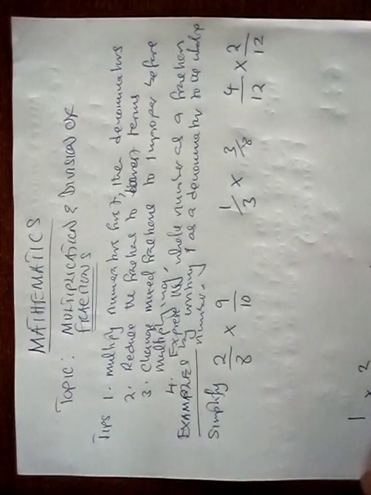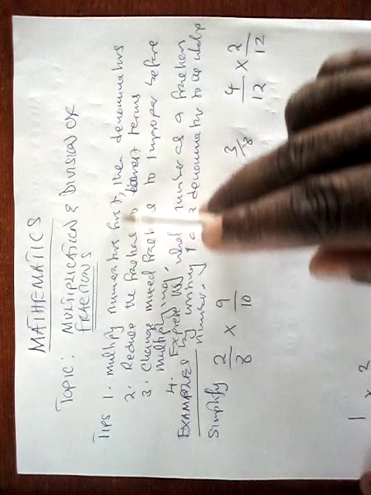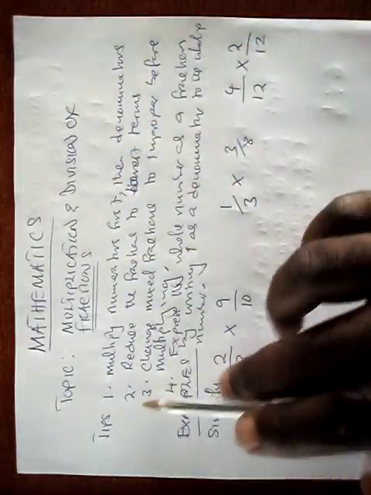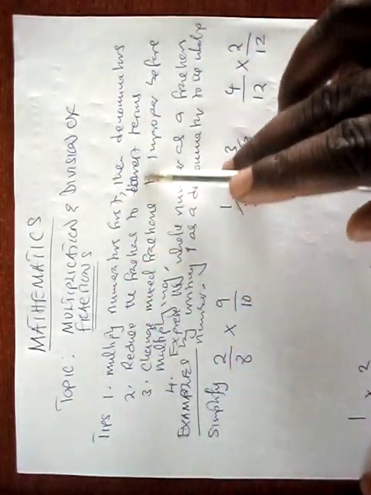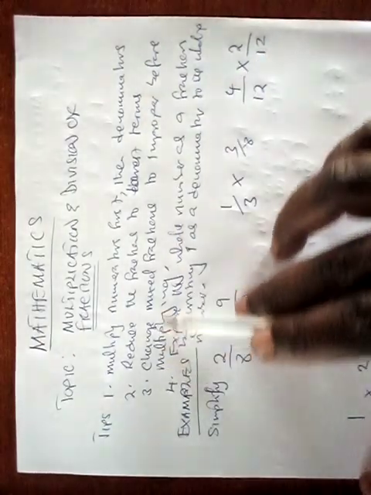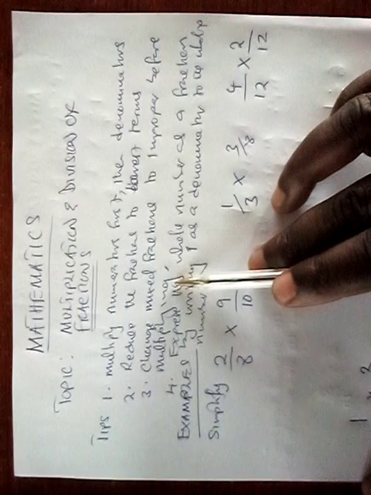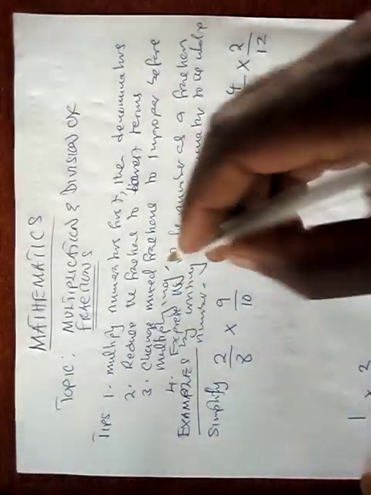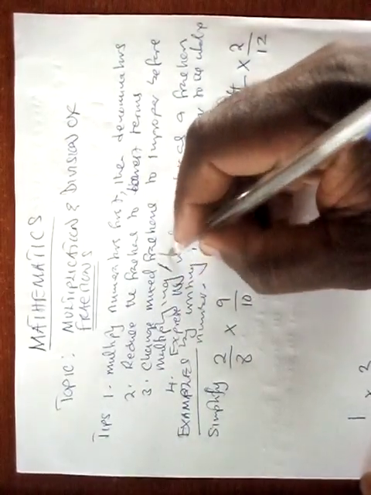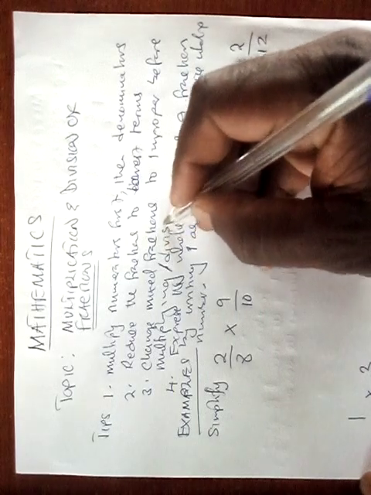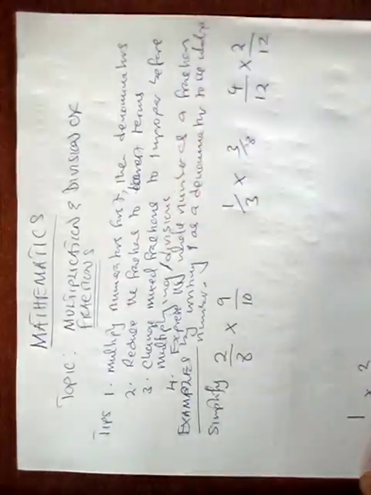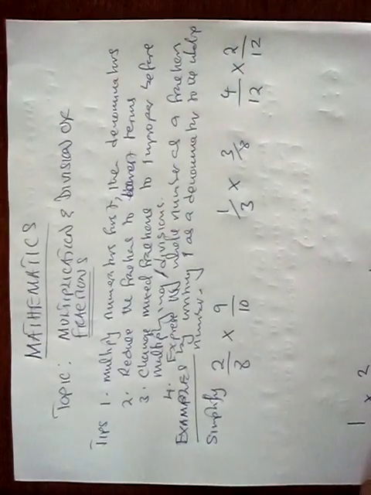of fractions. Tip number 1, multiply the numerators first, then the denominators. Tip 2, reduce the fractions to lowest terms as usual. Tip 3, change the mixed fractions as usual to improper fractions before doing anything, whether multiplying or dividing. If you see that you have mixed fractions, kindly change them to improper before you do other things.